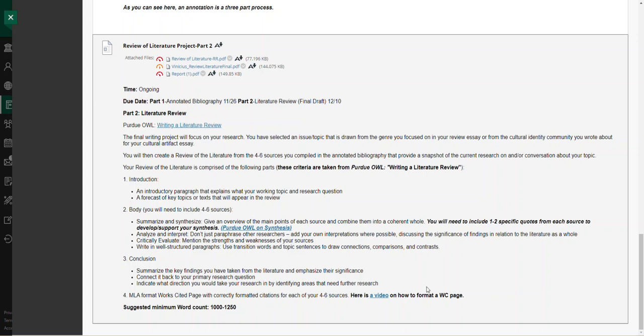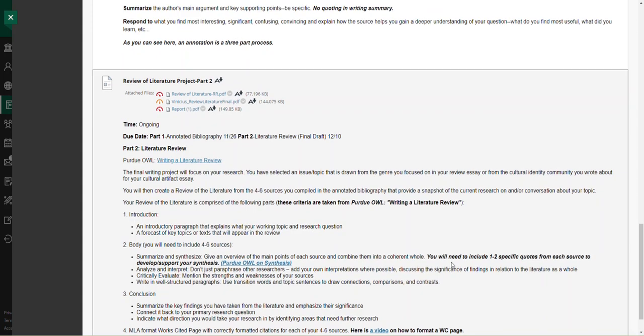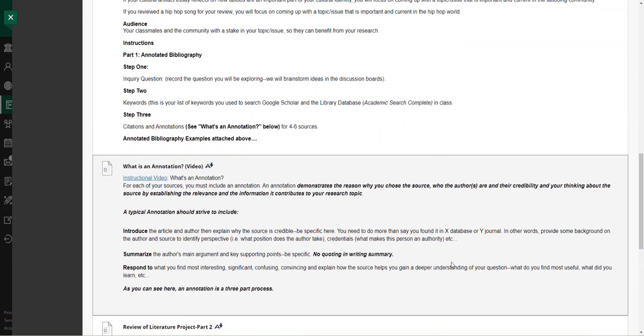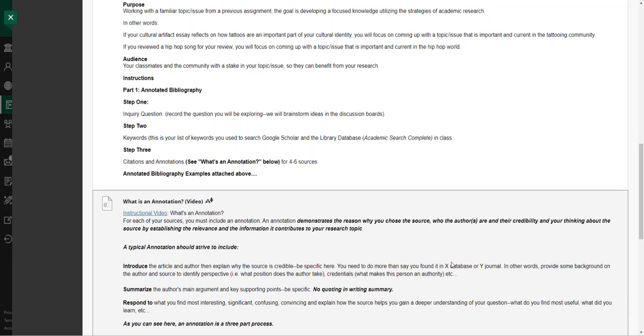The instructions are pretty straightforward here about writing the lit review and the parts between the introduction and the body. You will need 4 to 6 sources, which most people have from the annotated bibliography, and then a conclusion along with an MLA works cited page. Very straightforward assignment. Remember, this is not an essay. This is a literature review. In a lit review, the sources drive the conversation. So resist the urge to write an essay. It is not an essay. So it's a lit review.